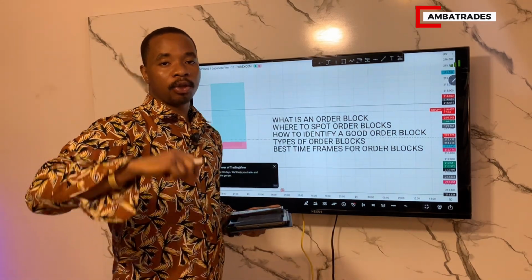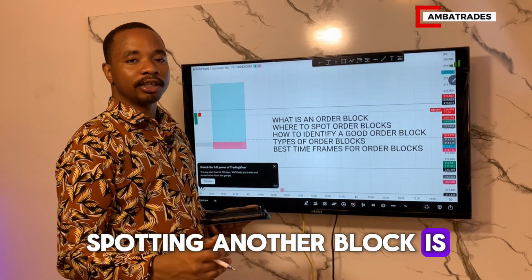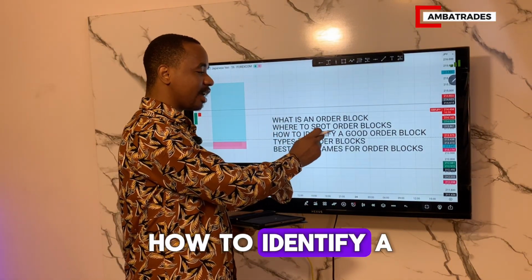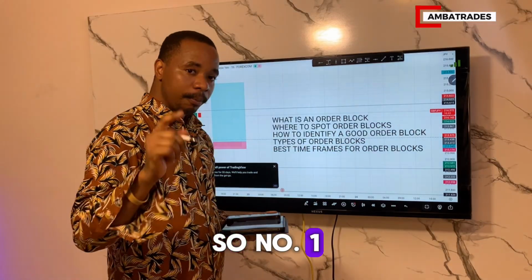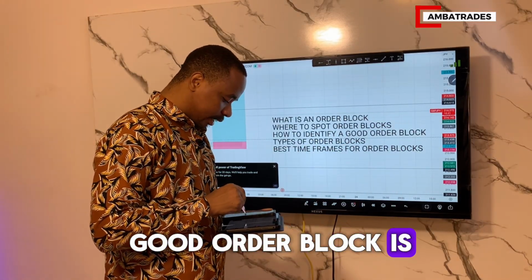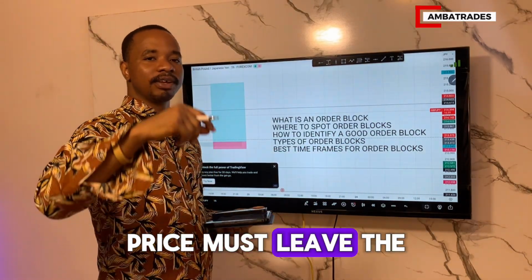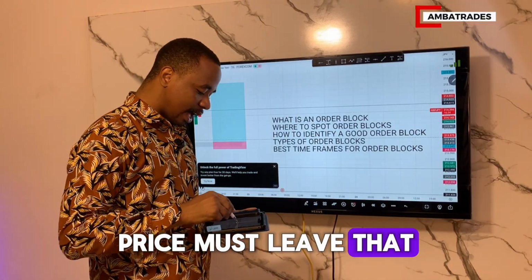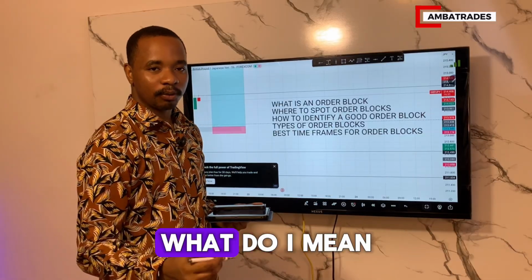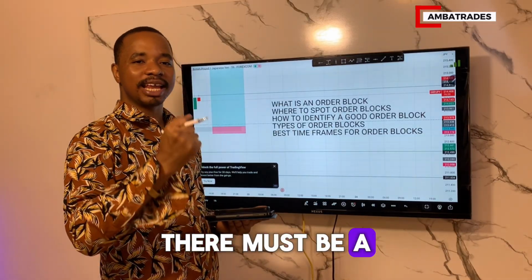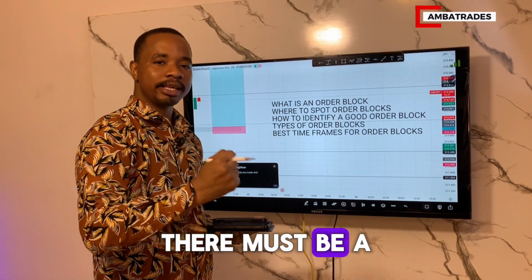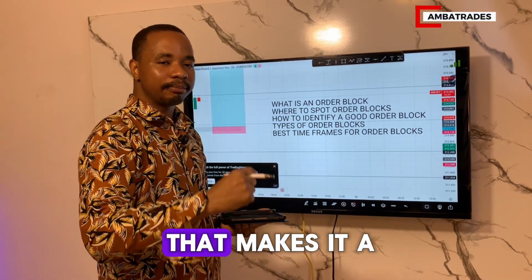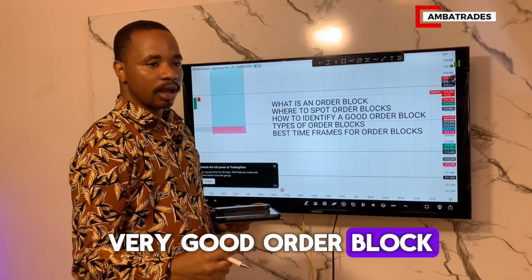And also, spotting an order block is not enough. You need to know how to identify a good order block. So number one place to spot a good order block is price must leave the zone aggressively. Price must leave that zone aggressively. What do I mean by aggressively? There must be a large momentum. There must be a large order at that particular zone where price reacted from. That makes it a very good order block.